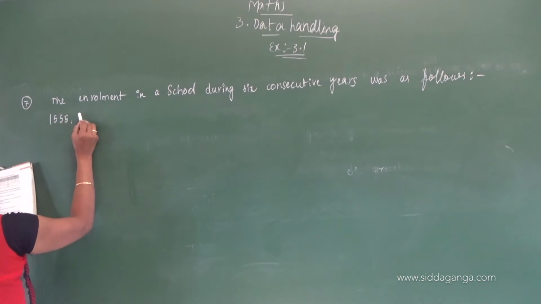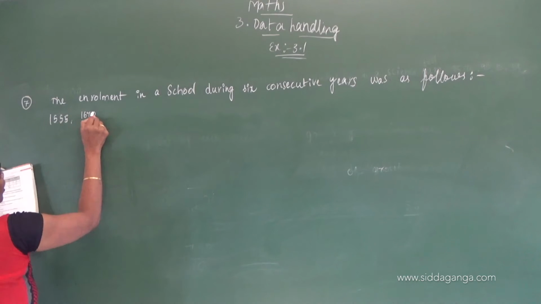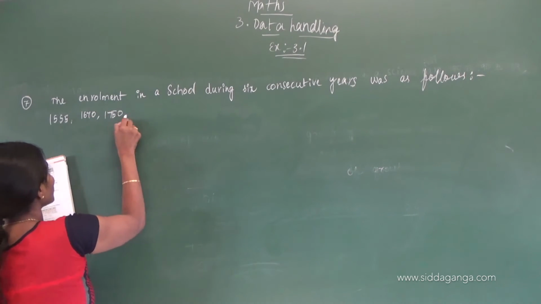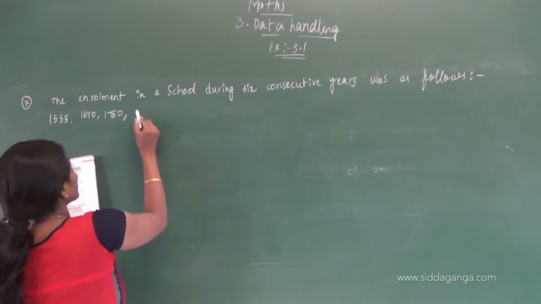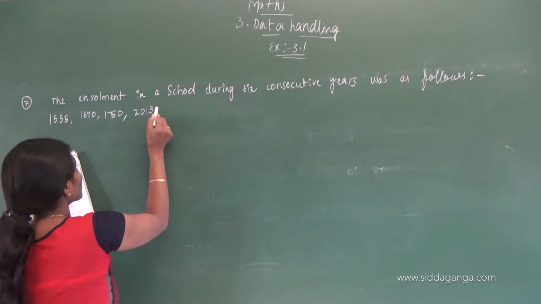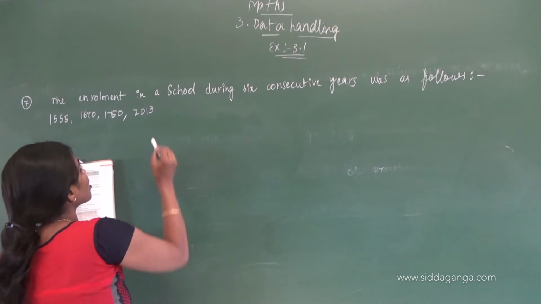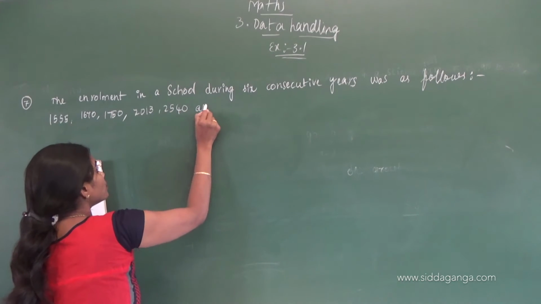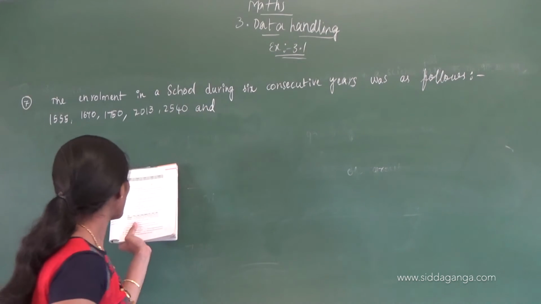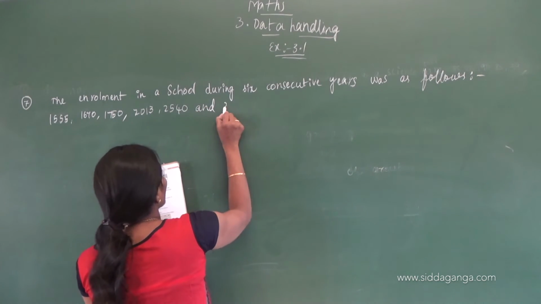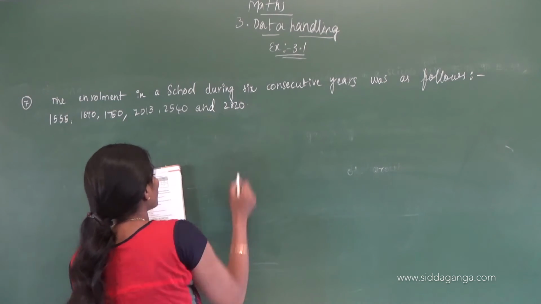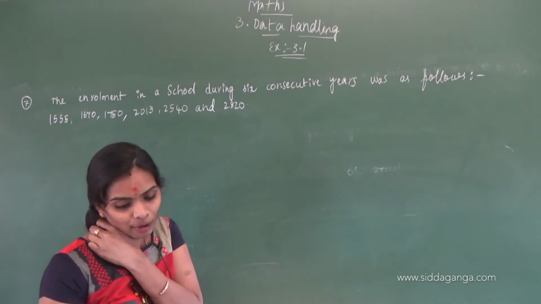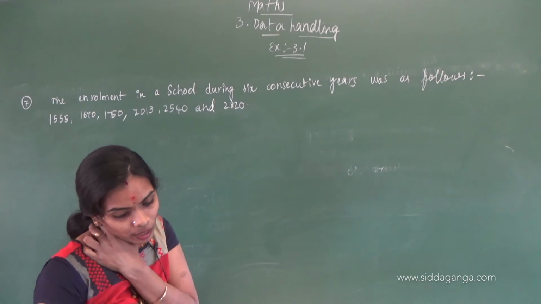1555, 1670, 1750, 2013, 2540 and 2820. What we have to find? Find the mean enrollment of a school for this period. I have to find the enrollment of the school.